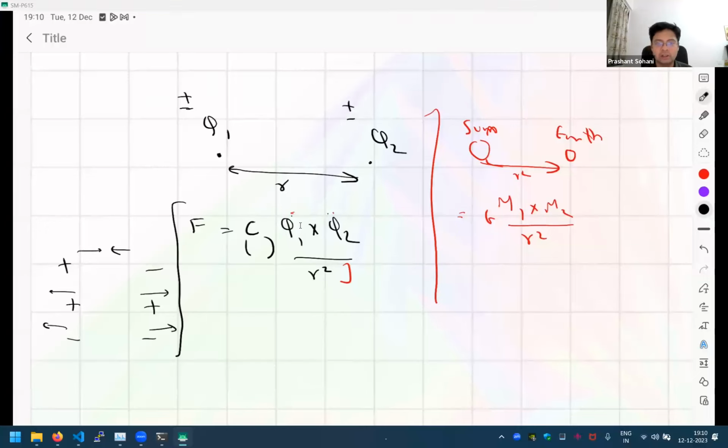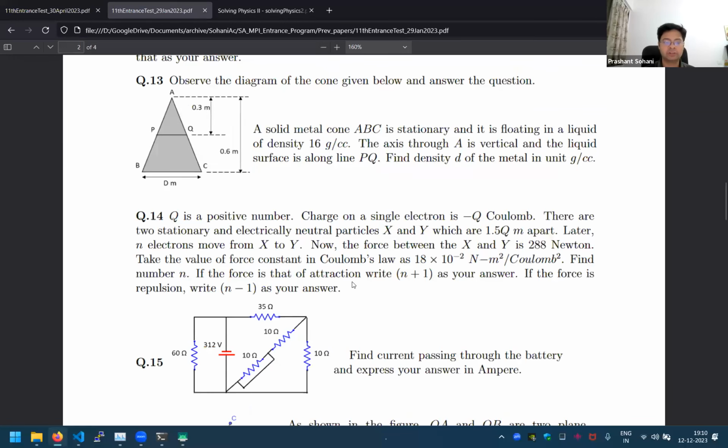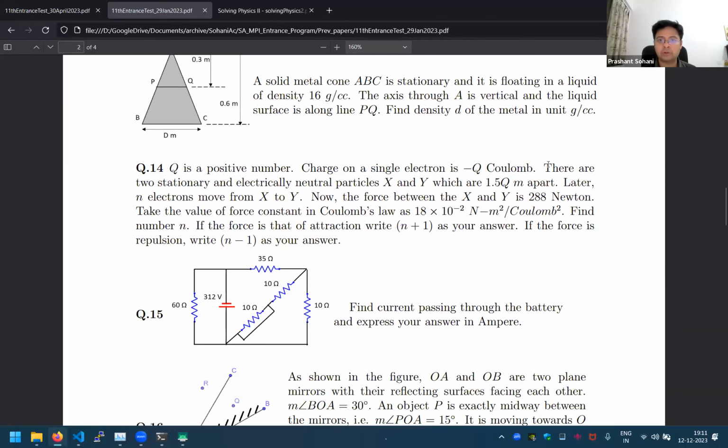Let me go back and read the question, what it is saying exactly. What is given? Q is a positive number. The charge of a single electron is given to be minus q coulomb. Why minus q? Because by convention we say an electron is negatively charged. We should start to draw the diagram. There are two stationary and electrically neutral particles x and y, which are 1.5 q meters apart.